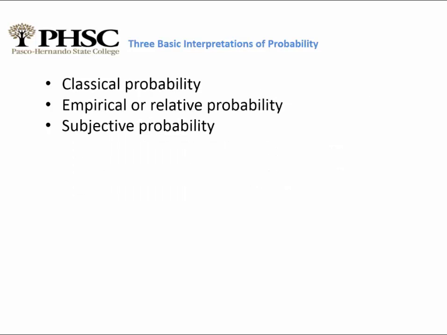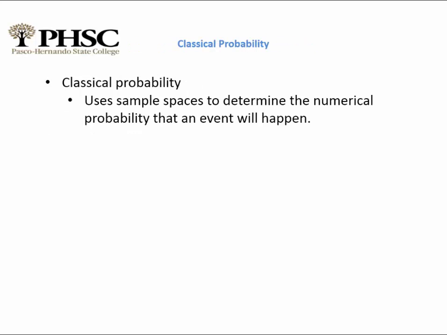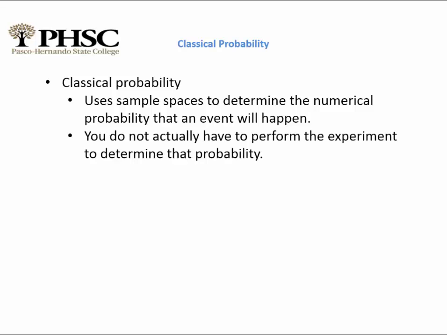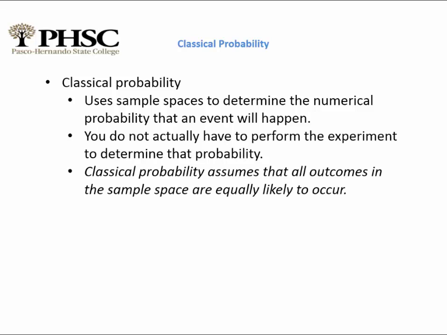So now, the next thing we're going to talk about is the 3 different types of probabilities. We have classical probability, empirical probability, and subjective probability. I'll briefly talk about each one. A classical probability uses sample space to determine the numerical probability that an event will happen. So you don't actually have to perform the experiment to determine the probability, and classical probability also assumes that all outcomes in the sample space are equally likely to occur.